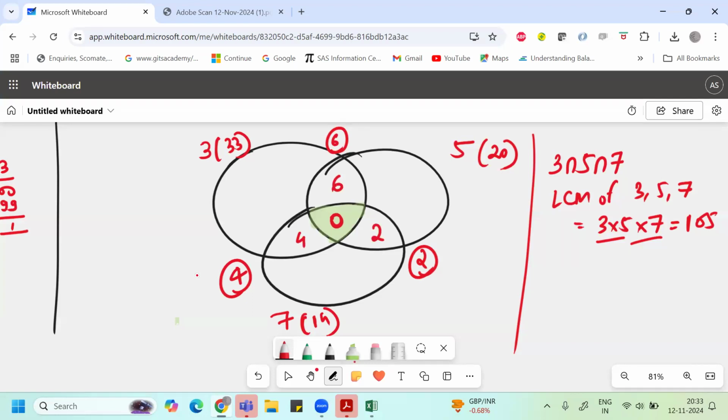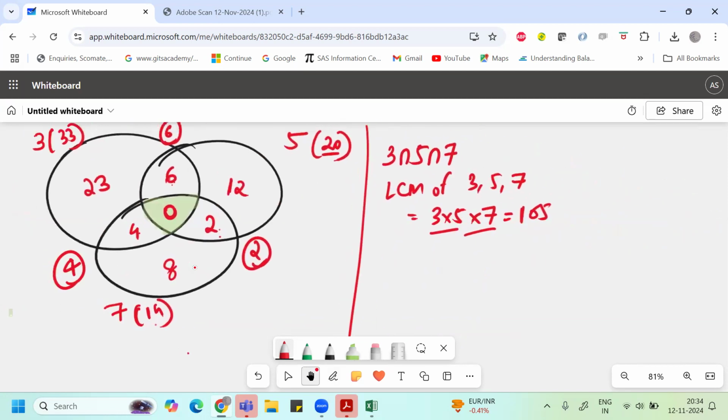Okay, guys, this is 33, na? This is 6 plus 4, 10. 33 minus 10 would be 23. This would be 8. This is 20. 20 minus 8 is how much? 12, na? Then this is 14. This is 4 plus 2, 6. 14 minus 6 is how much? 8, na? Yeah. So if you do the total sum, we'll get the number of elements.